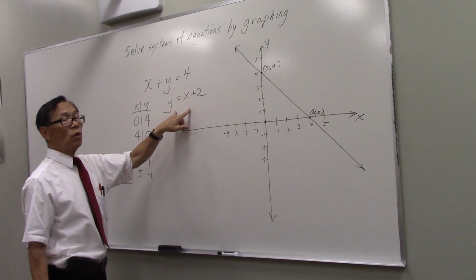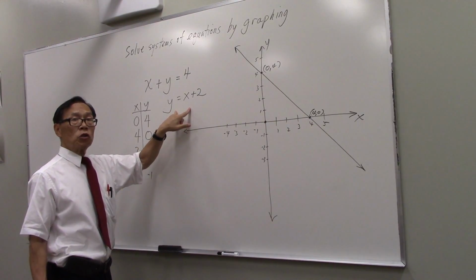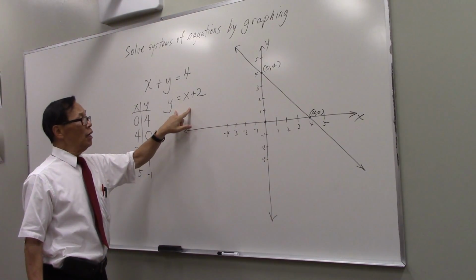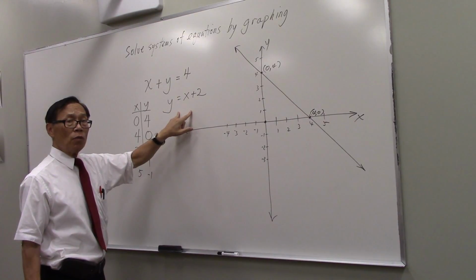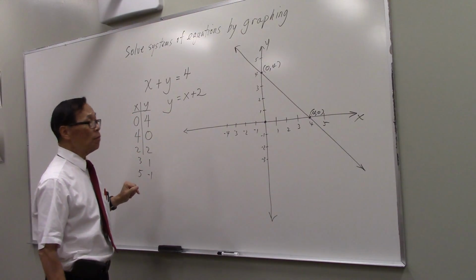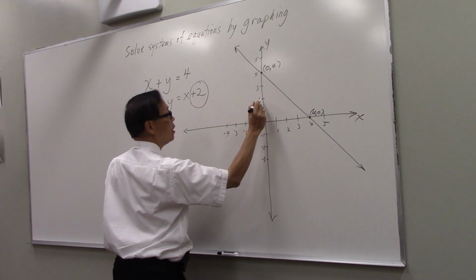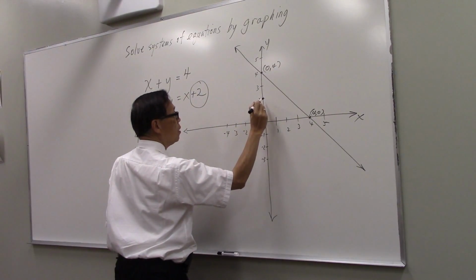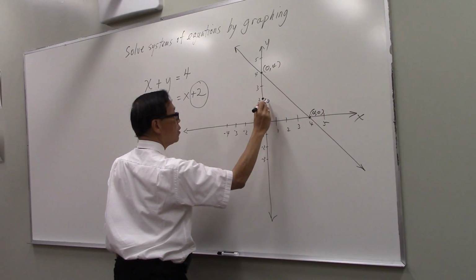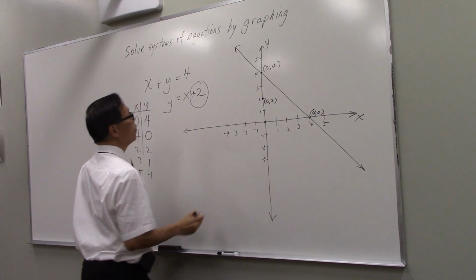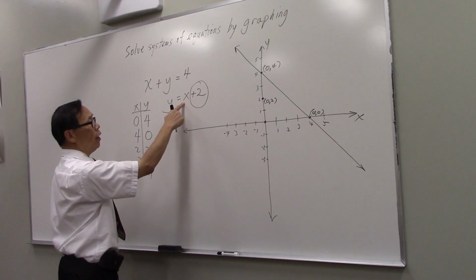Now, this equation is what we call slope-intercept form. And you can graph this without having to use a table, because we all know this is what? The y-intercept, which means the line will touch this point, and the slope is 1.